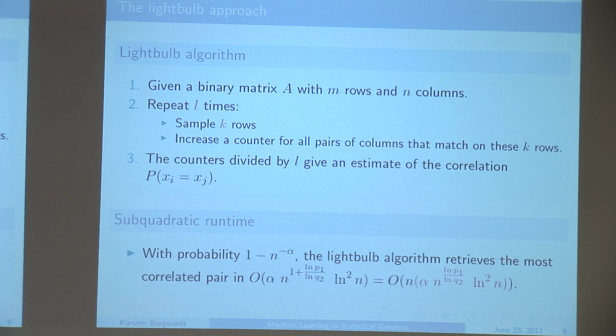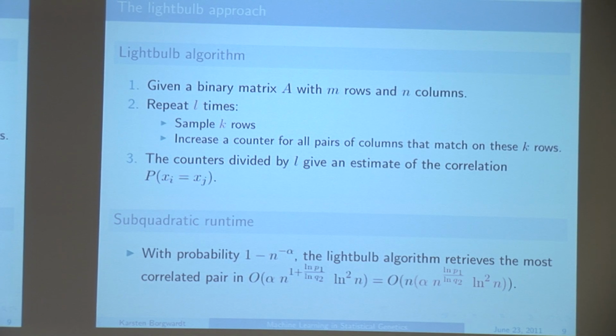And after sorting them, you run through this list and you increase a counter for all pairs of columns that match exactly on these k rows. And this whole procedure you repeat L times. At the end of the Lth iteration, you divide the counters that you've collected during these iterations by L and get an estimate of the correlation score of Purdue et al., which is the probability of being in the same state.